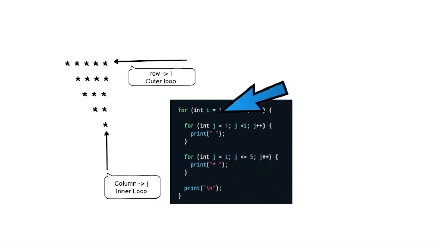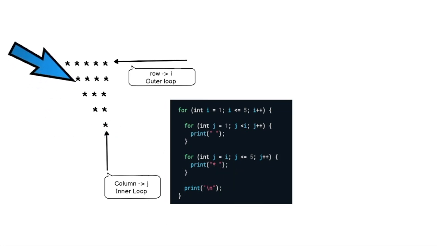But instead of j being 1, here j is equal to i. So for the first row, the value of i is 1, j starts from 1 and goes up to 5 including 5. So this iteration will run 5 times, so it will print 5 asterisks.